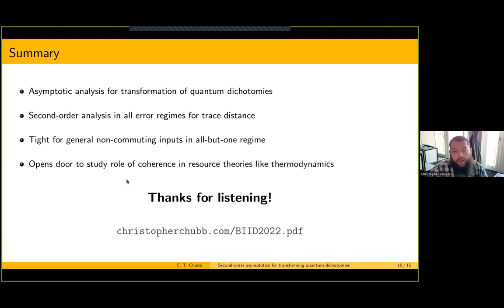And one thing that I hinted at, but obviously we haven't looked at in much detail, is that this opens the door to studying the role of coherence in things like resource theory in these asymptotic settings, where up until now everything has had to be commuting. Yeah, so I'll leave it there. Thanks.